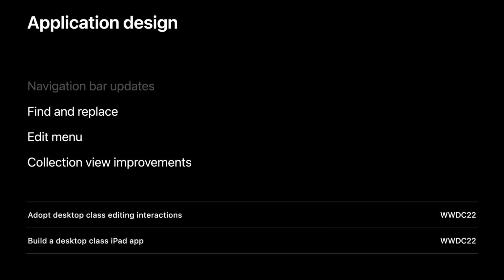Updates to UINavigationBar allow you to take better advantage of screen real estate and build a great experience on all Apple platforms. The new Find and Replace UI is a snap to enable on built-in views and easy to add to custom ones. The Edit menu has been overhauled with a new interaction-based API that integrates with the menu system. And collection view improvements make it easier than ever to build interfaces that let your users select and act on their content. For more information on Find and Replace and Edit menu, watch Adopt Desktop Class Editing Interactions.